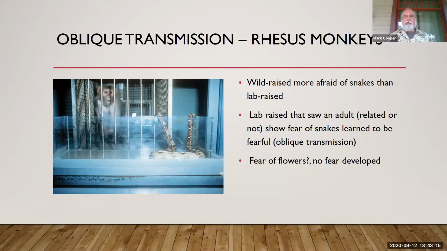But they learned to be fearful because they were watching other adults, not their parents, be afraid. And they tried to do it with flowers, and they found out that the flowers didn't do it, and there was no reason. So this gets back to that biased learning that we talked about earlier. Is flowers, there's no reason to be afraid of them, whereas for snakes, they could be dangerous.